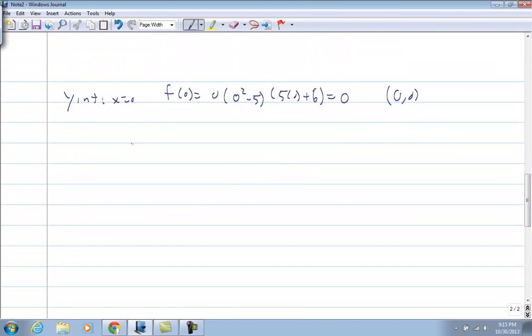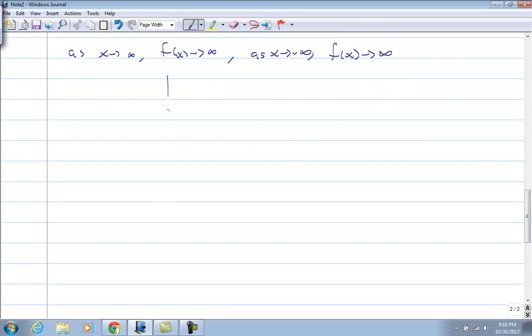Okay, so as x goes to infinity, f of x goes to infinity. As x goes to negative infinity, f of x goes to infinity too. So if I draw my nice little graph here, 1, 2, 3, kind of spacing this out because I know the values. Okay. I know we go through (0, 0).